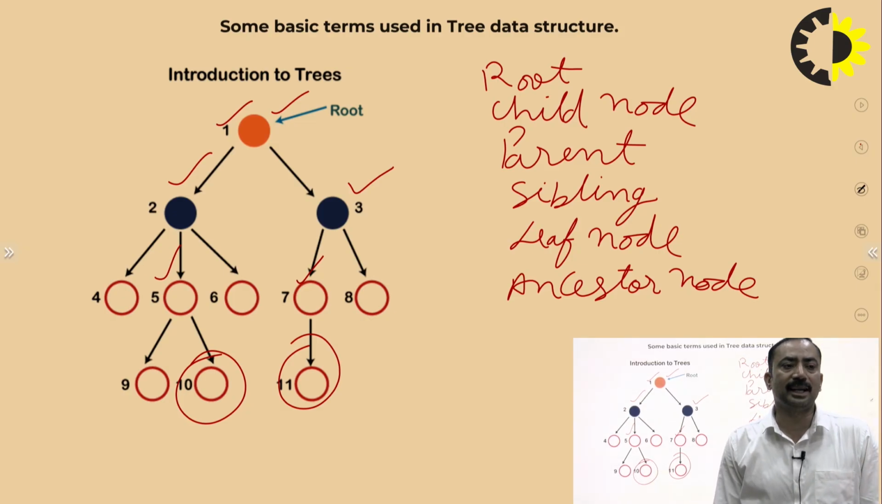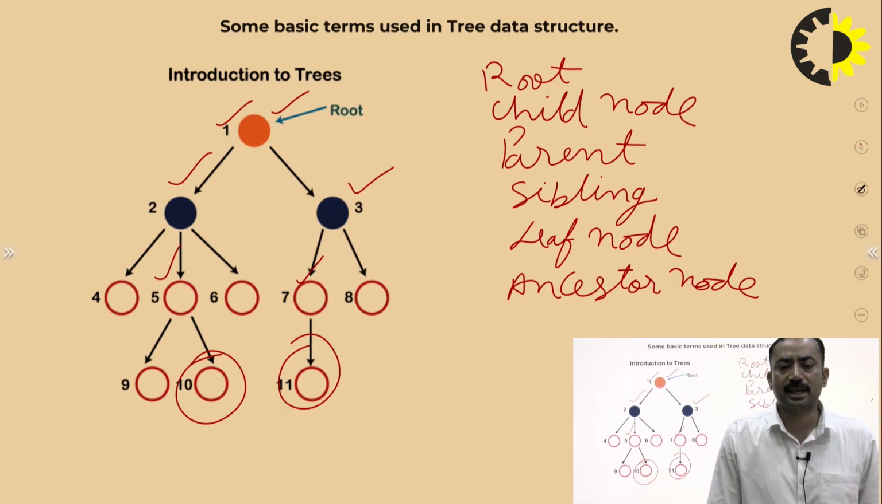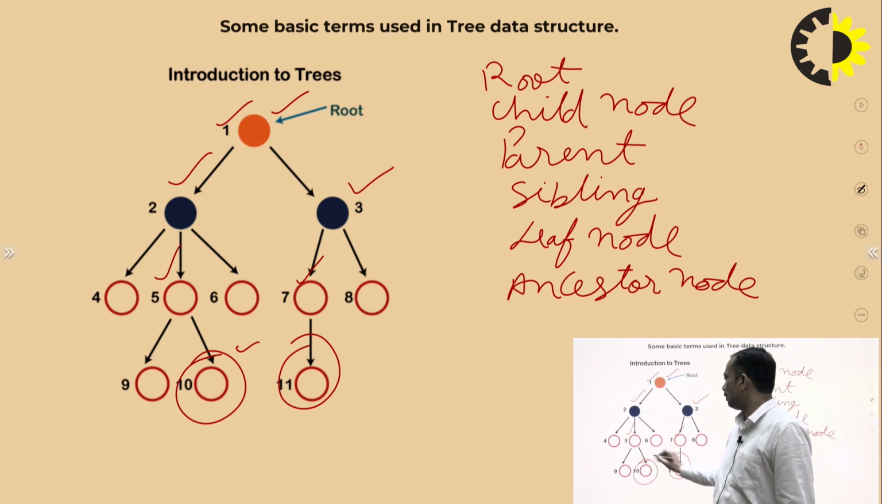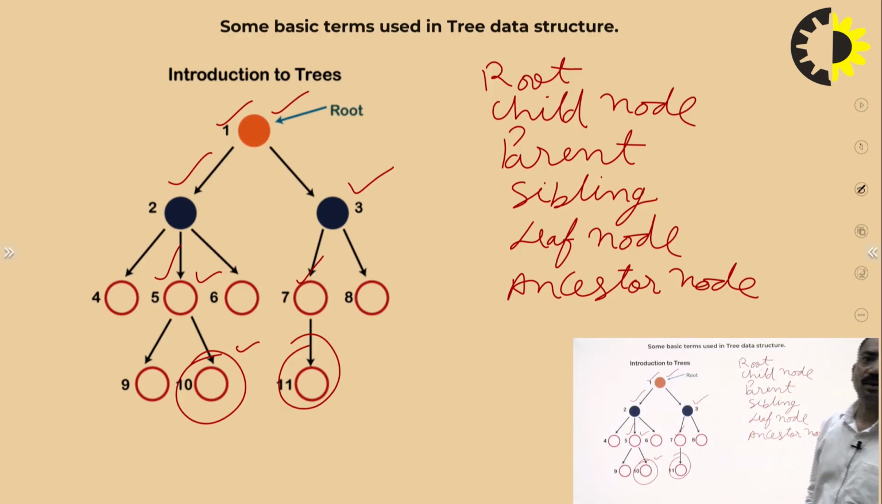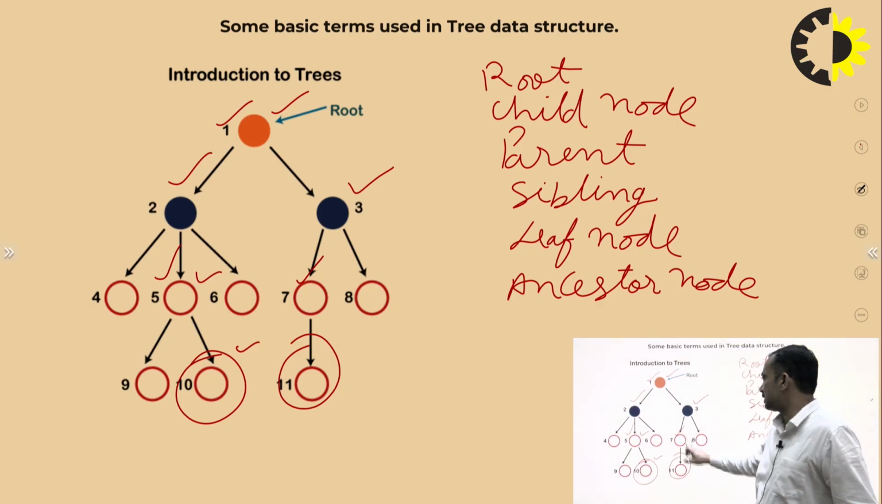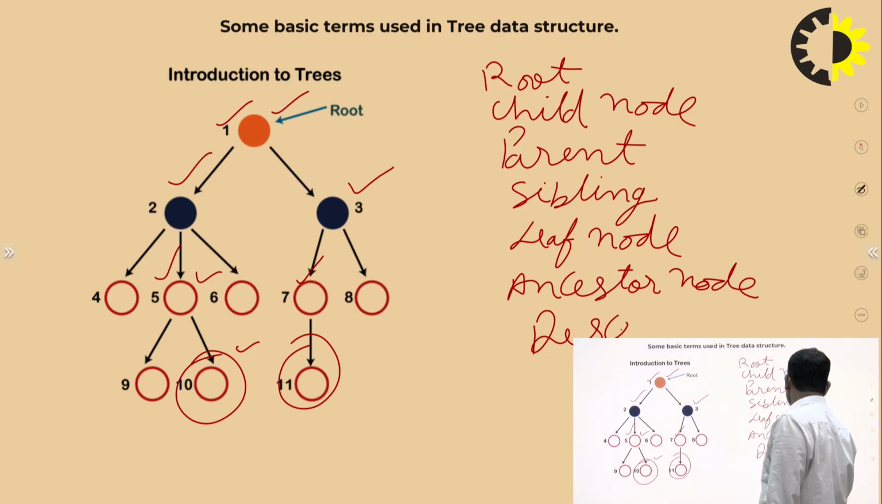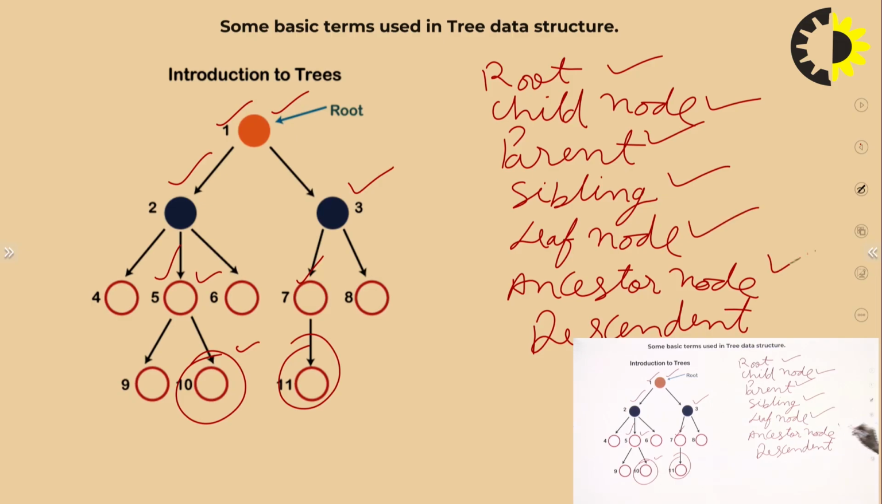Also we have descendant. The immediate successor of a given node is known as a descendant of a node. In our figure, 10 is the descendant of 5, and 11 is the descendant of 7. So this is called a descendant. So we discussed all these terminologies: root node, child node, parent, sibling, leaf node, ancestor node and descendant.